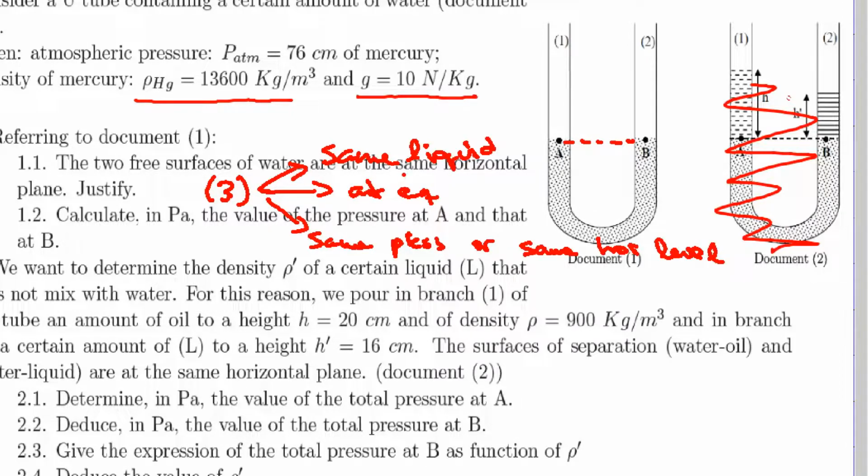So since we are interested in justifying why the points A and B, the two free surfaces of water, are at the same horizontal level, we will eliminate this, and our answer will be same liquid at equilibrium and submitted to the same pressure. And notice that indeed A and B are in the same liquid. In this case this liquid is water, and it is for sure at equilibrium and the same pressure. Why same pressure? Notice that the points A and B, both of them are open to the atmosphere, then they are submitted to the atmospheric pressure.